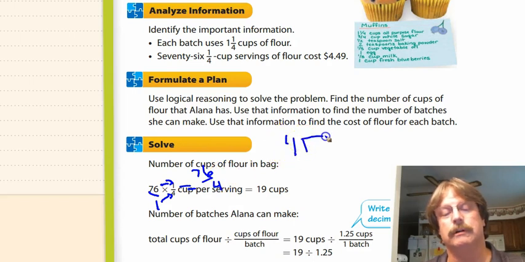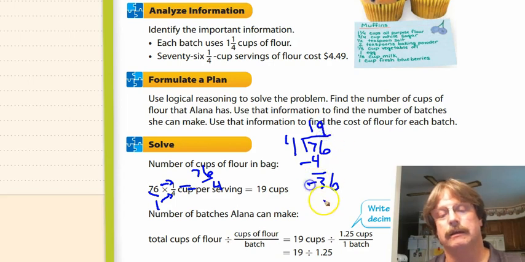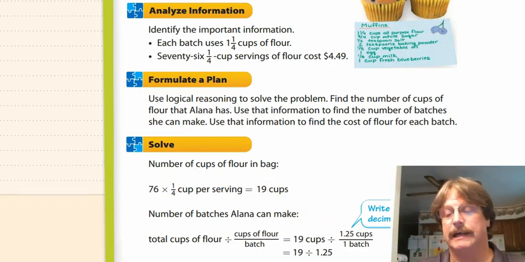4 divided into 76. 4 goes in once, so that's 4. We subtract that, that's 3, 6. And my math facts, 4 times 9, 36, and on the left was 0. So that's how I came up with 19. Number of batches that Elena can make.